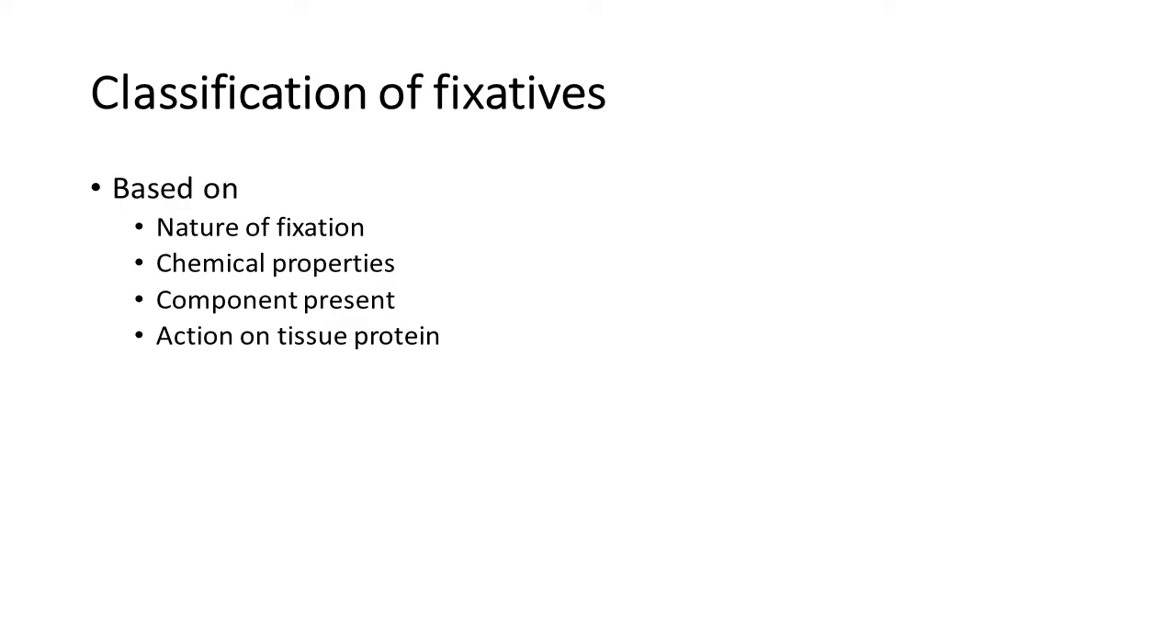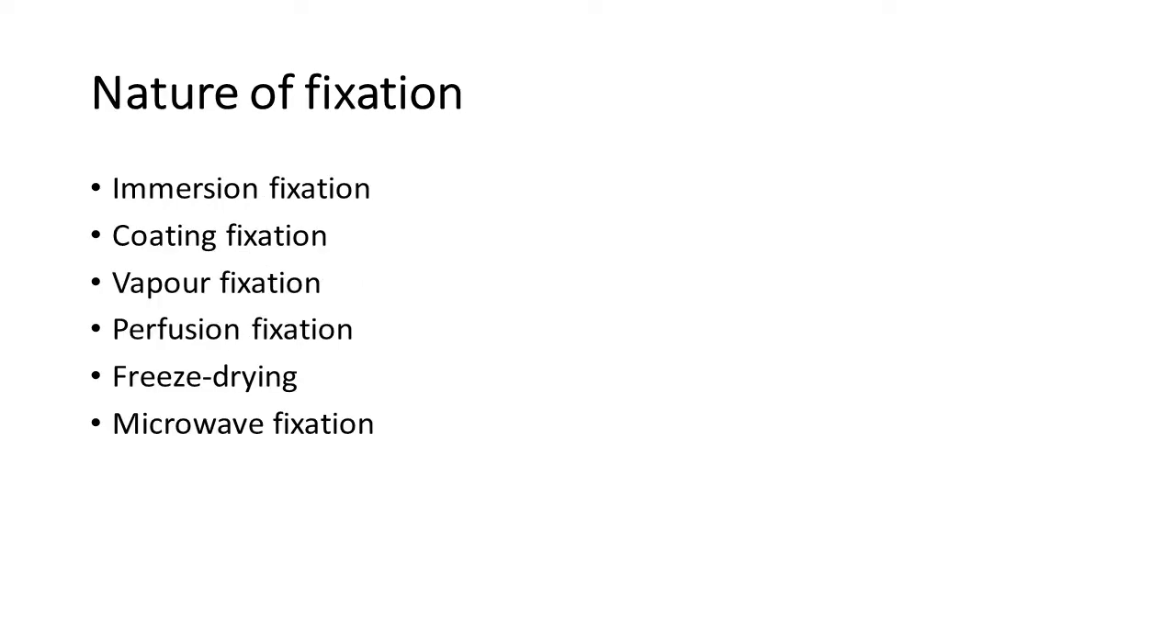Today we are going to discuss types of fixation. The fixative can be classified on the basis of the following criteria: based on the nature of fixation, chemical properties, component presence, and action on tissue protein. Then we will move to nature of fixation, which we can again divide into subcategories.